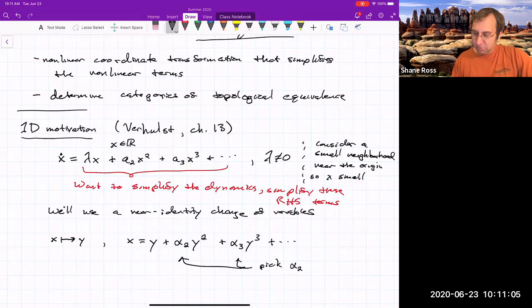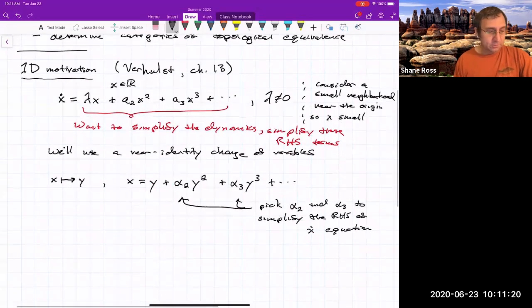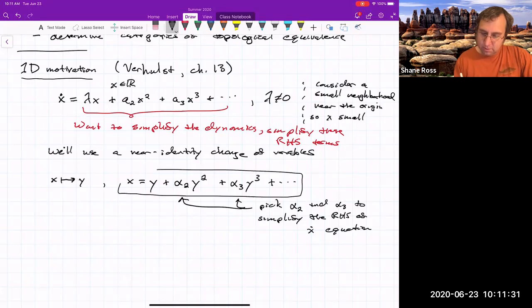We want to pick alpha 2 and alpha 3 to simplify the right-hand side of the x dot equation. But now it'll be in terms of y dot. So we want to simplify the resulting ODE for y. So we're going to substitute this change of variables into the original ODE up here.